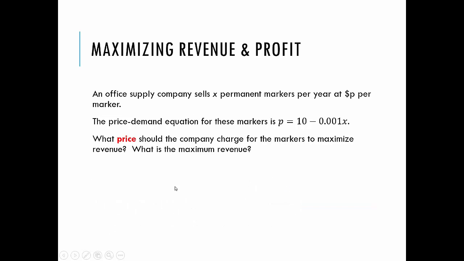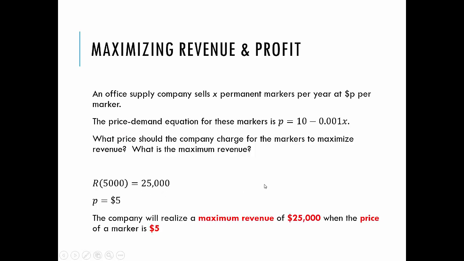Well, it said, what price should the company charge for the markers? Well, I had a price equation. So I take my critical point of 5,000, and it says the company should charge $5, and then I plug that into my revenue, which gives me my 25,000, and so the company will realize a maximum revenue of 25,000 when the price of the marker is $5.